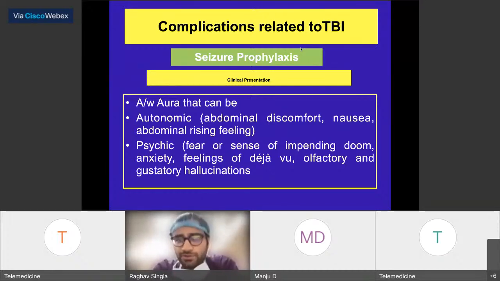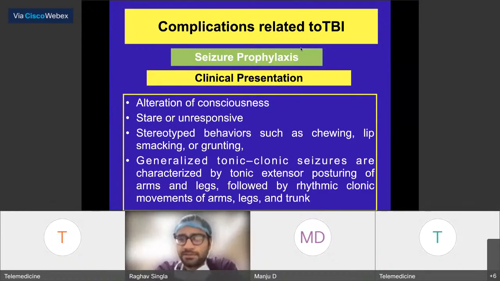For patients who are conscious, we may see some alteration of their consciousness. We may see the GCS has dipped, or they have become unresponsive. There may be some stereotypical behavior, like I mentioned, persistent chewing movements, lip smacking or grunting movements, or they may be having full-blown GTCS episodes, characterized by tonic-clonic posturing of the arms, followed by clonic movements.